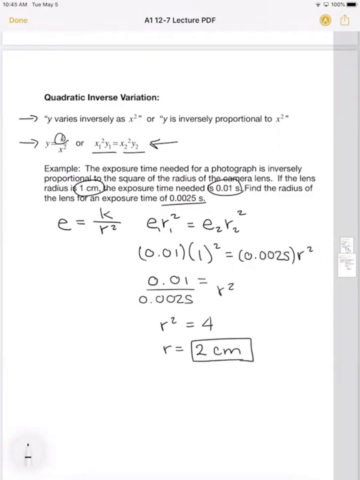So nothing too earth-shattering today. We're just going to square one of the variables when we talk about direct and inverse variation. Okay, so that's your lesson for today. We've got one more section in this chapter and then we are done.